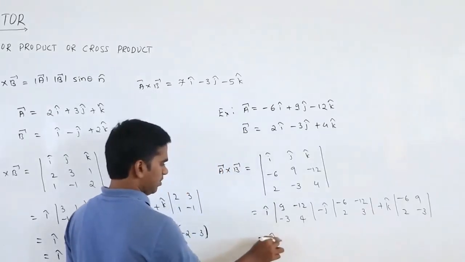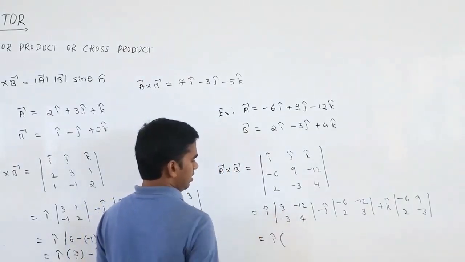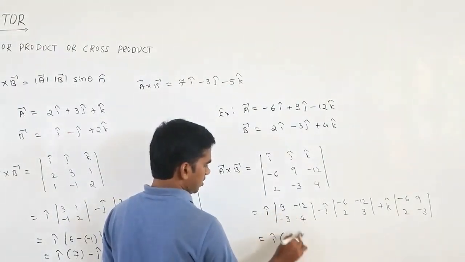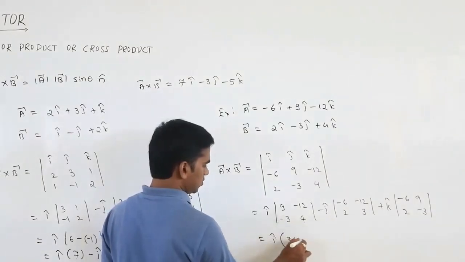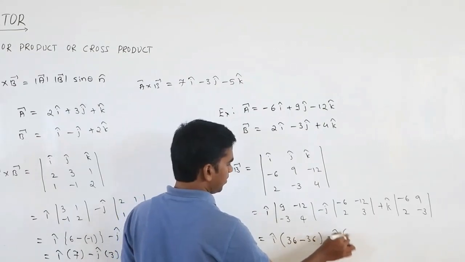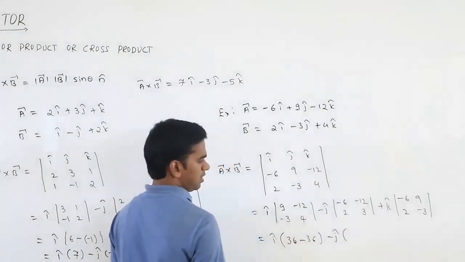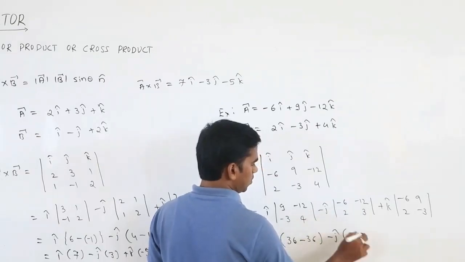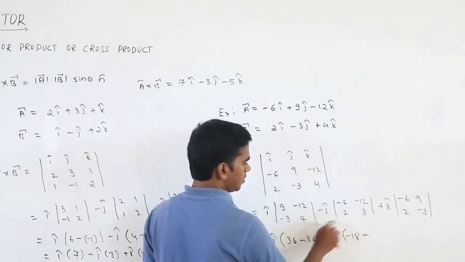So we'll say I cap equals 9 4s are 36 and 12 3s is also 36. Minus will become plus, so this is for the negative as it is, so this will become 36. Minus j cap, 6 3s are minus 6 3s, so minus 18. So 1 minus I will write, so 12 2s are what?